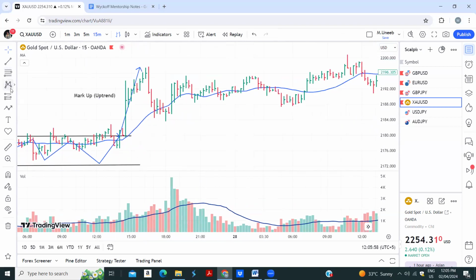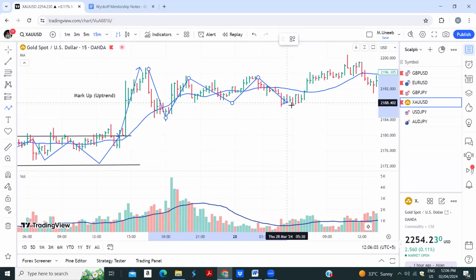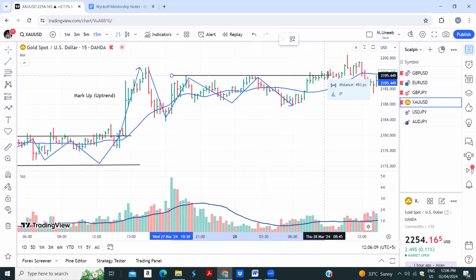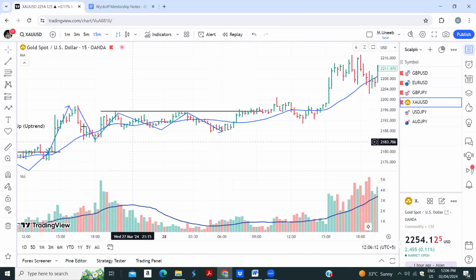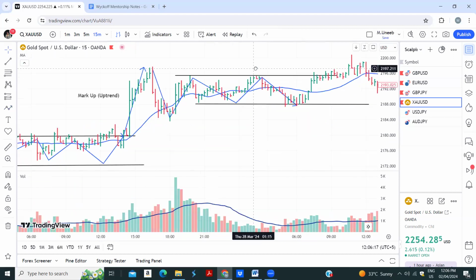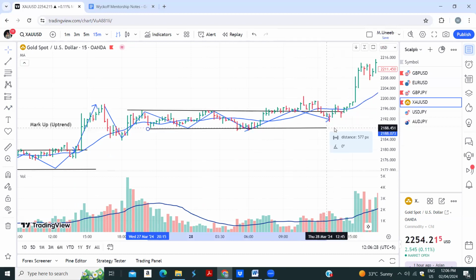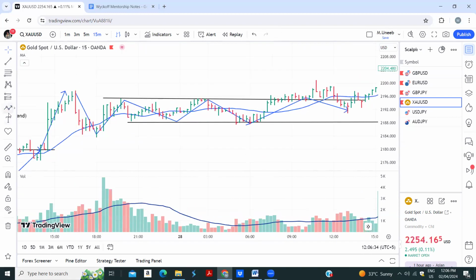Now here, you can see that again, the price is moving in a range. We can extend it and we can see that the price is moving in a range. We call this process reaccumulation.